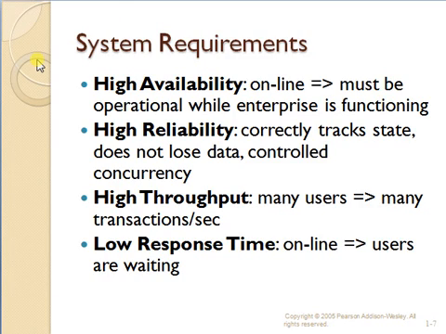When you want to set up a transaction system in your enterprise, what are the system requirements and how should it behave when a transaction is taking place? What are the requirements or concerns we must know about? One is high availability, that is online. It must be operational when the enterprise is functioning. High reliability: it correctly tracks the state and does not lose any data, with controlled concurrency. High throughput: many users, many transactions per second. Low response time: it should be online, the users are waiting. So that is about the system requirements.